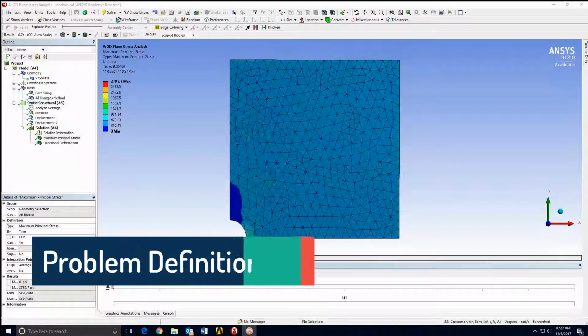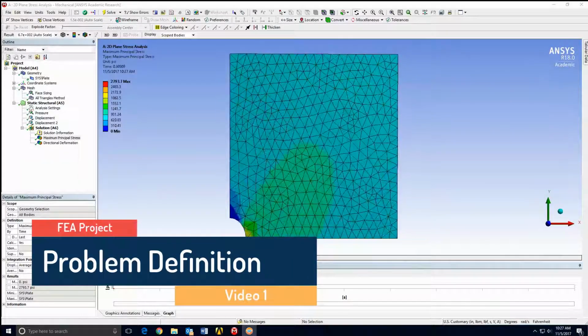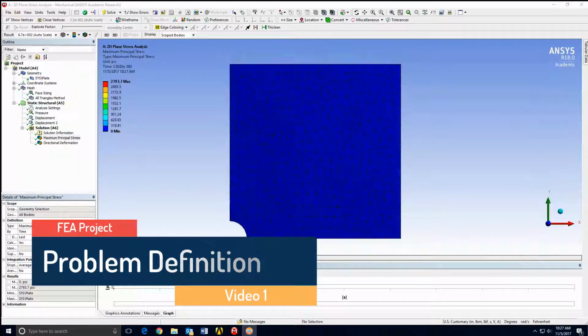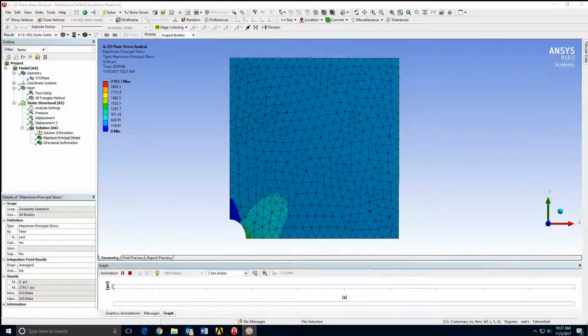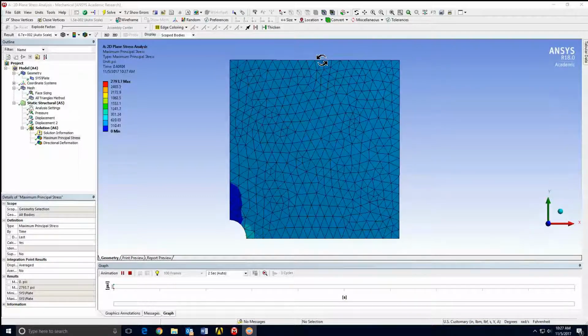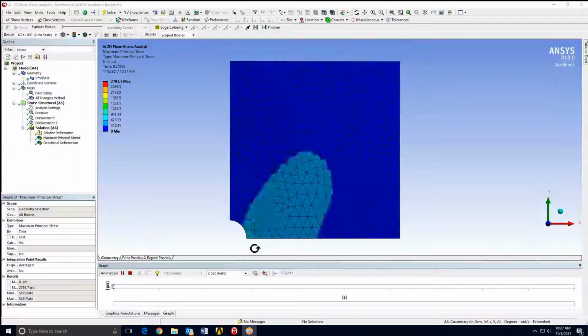This video defines the finite element project that we will be using ANSYS Mechanical to analyze. It is a 2D plane stress analysis of a plate with a circular hole under far field constant tension. Here, the main intent is to demonstrate stress concentration.